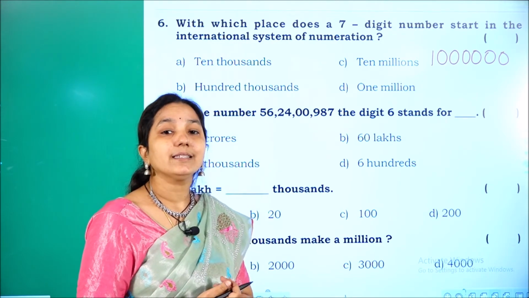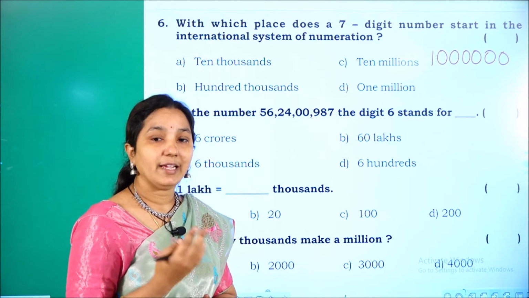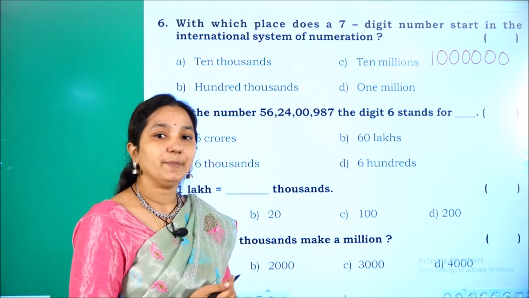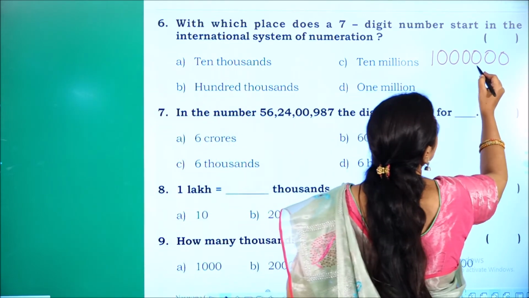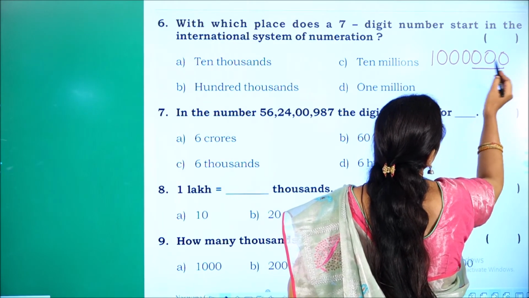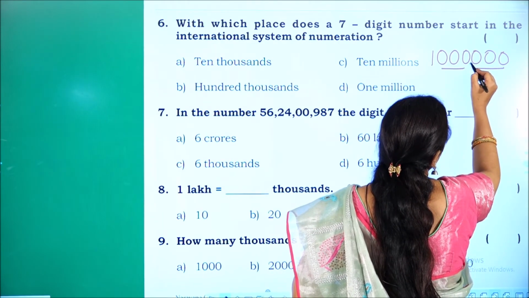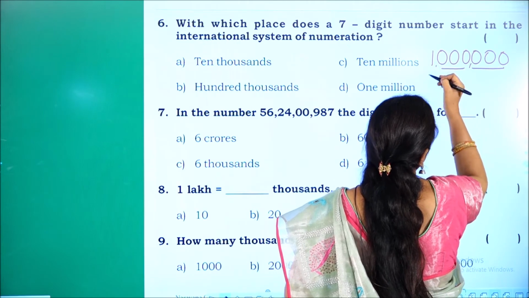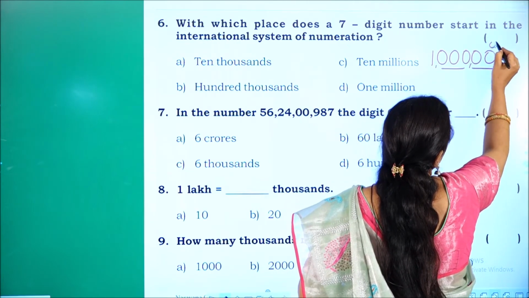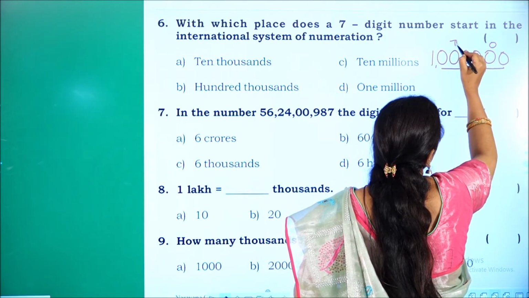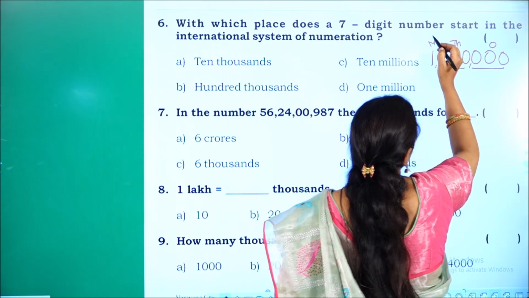So how many places does a period have? We have 3 places in every period. So here 3 places, again here 3. So here comma, here comma. This is the ones period, this will be the thousands period, and this is the millions period.